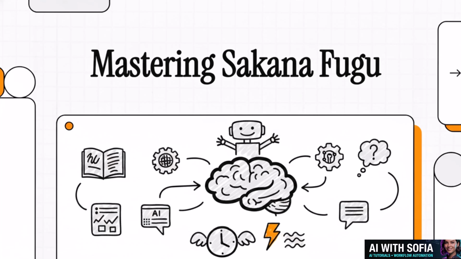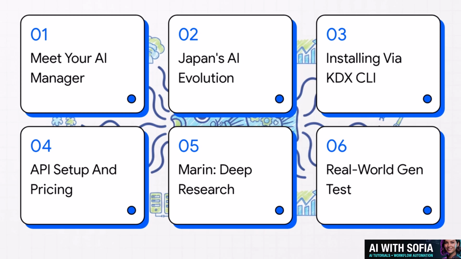Well, today we're breaking down this really incredible tool called Sakana Fugu, which is basically an AI that acts as your own personal orchestrator. Okay, let's dive right into this. Here's our roadmap for today. We'll start off by meeting your new AI manager, then take a look at Japan's super efficient AI evolution. After that, we'll walk through installing via the KDX CLI, get your API setup and pricing sorted, dive deep into Marin for goal-based research, and finally, wrap up with a real-world website generation test.